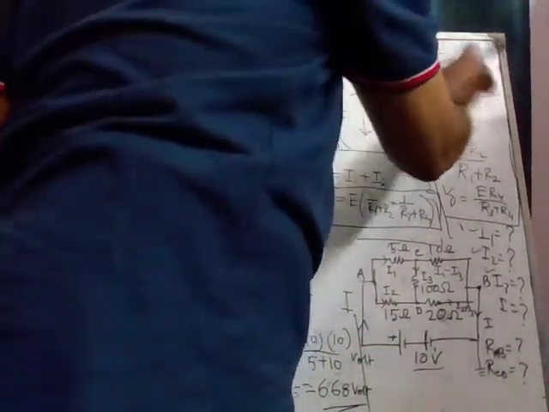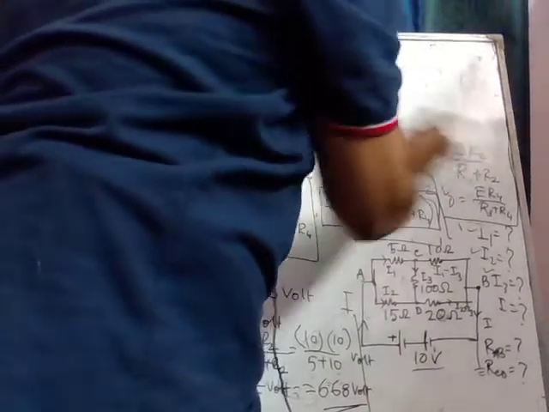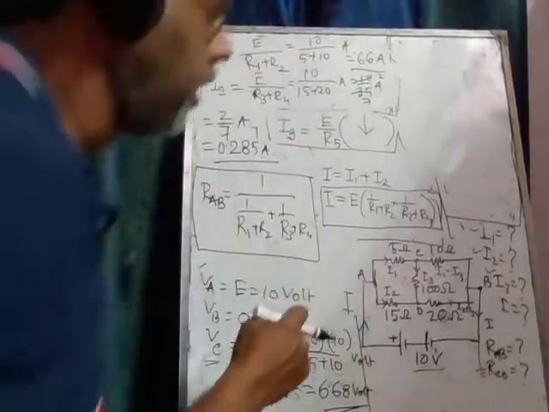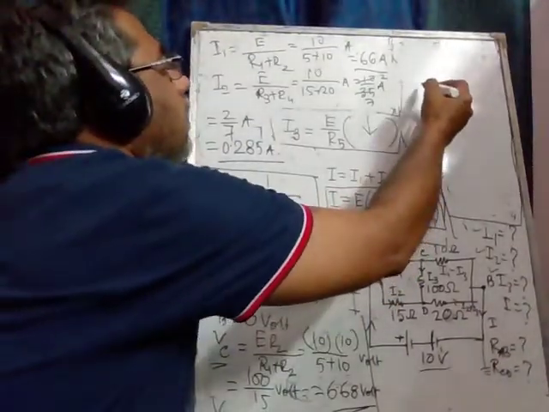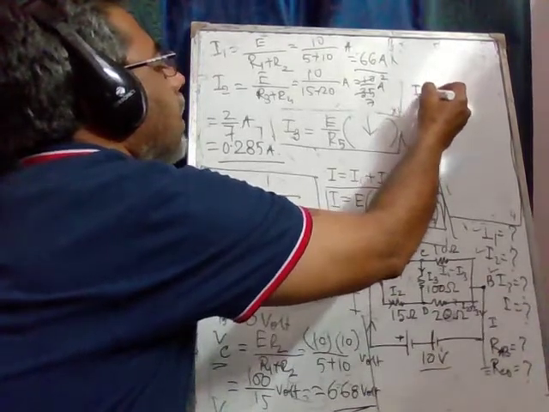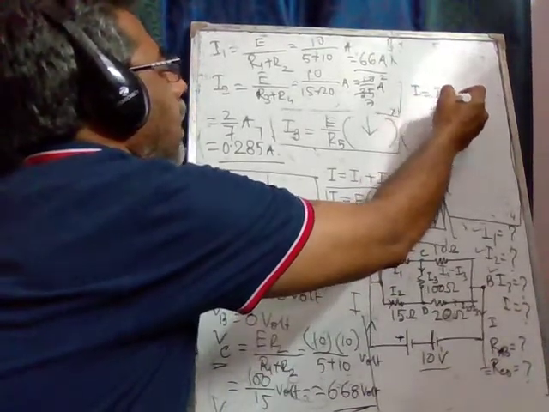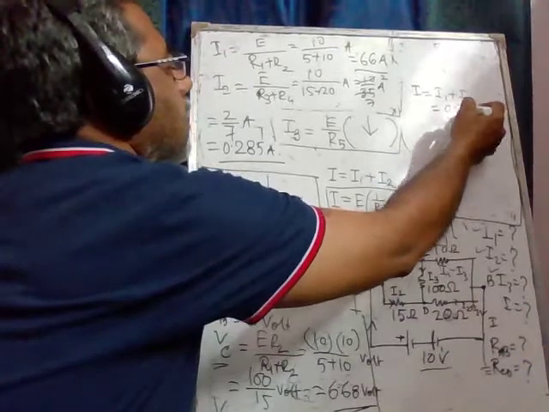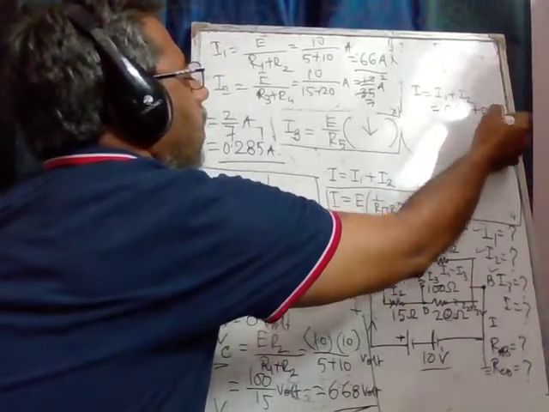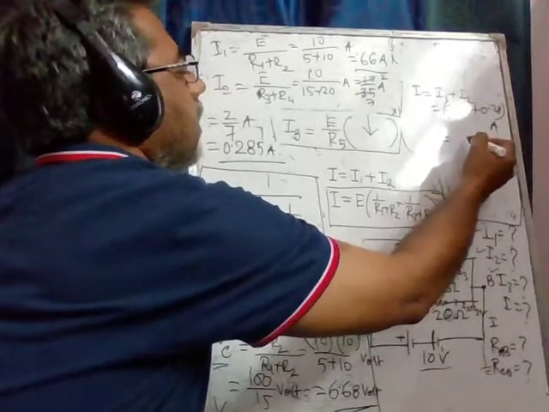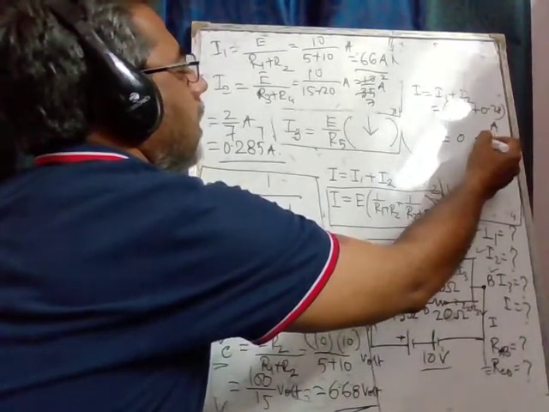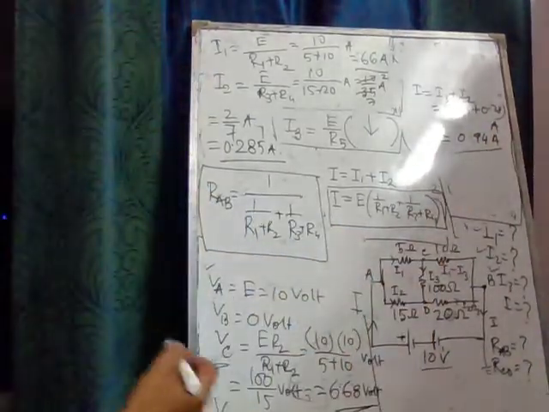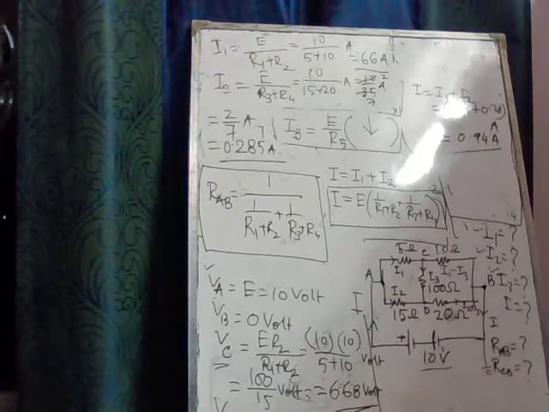So I1 is calculated, right? So I equals I1 plus I2, that means 0.66 plus 0.28 ampere, that is 0.94 ampere. This is the total current in the circuit.